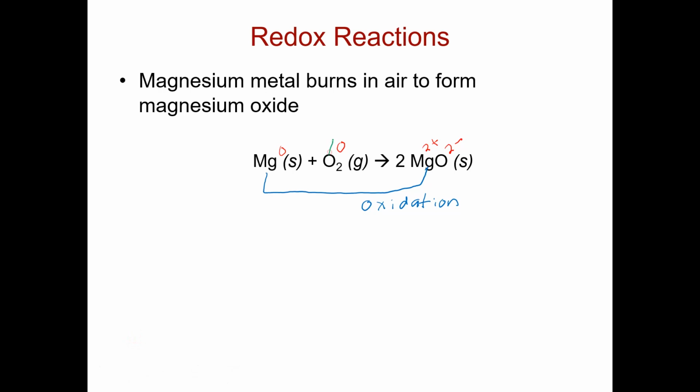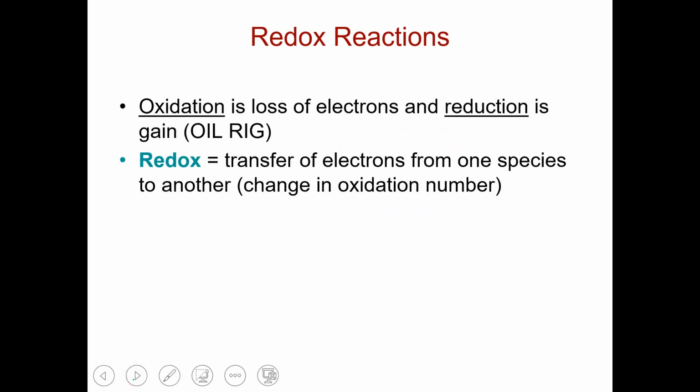And O2 goes from 0 to 2 negative. So if we go from 0 to 2 negative, that means the oxygen has gained electrons, so that is reduction. So we have oxidation and reduction occurring in the same reaction. So as we said, oxidation is loss of electrons and reduction is gain of electrons.